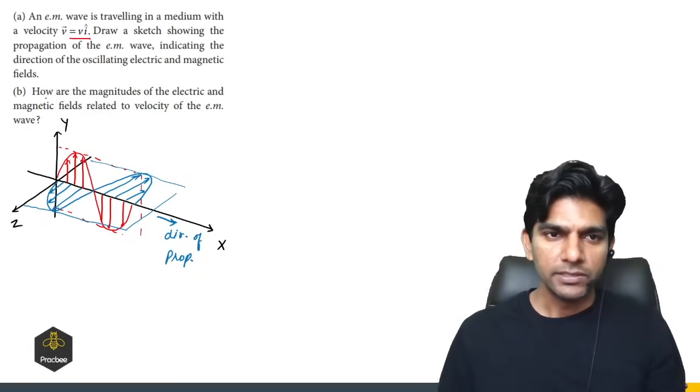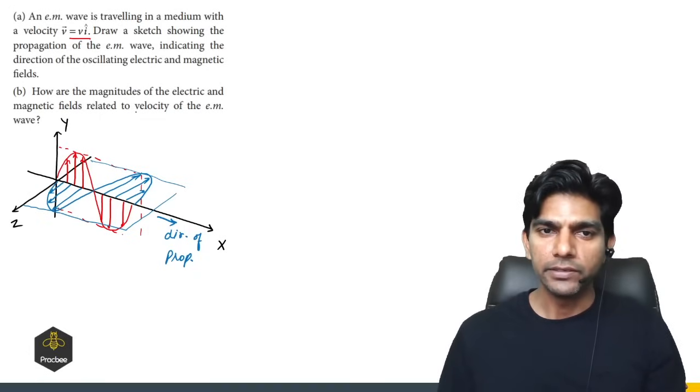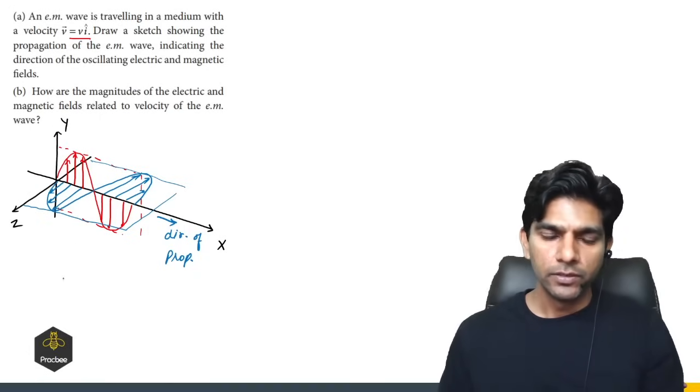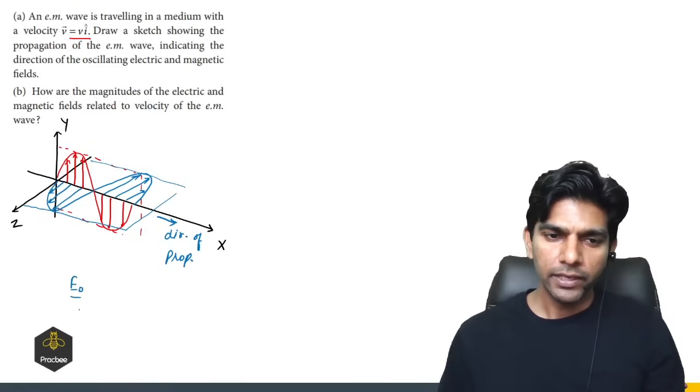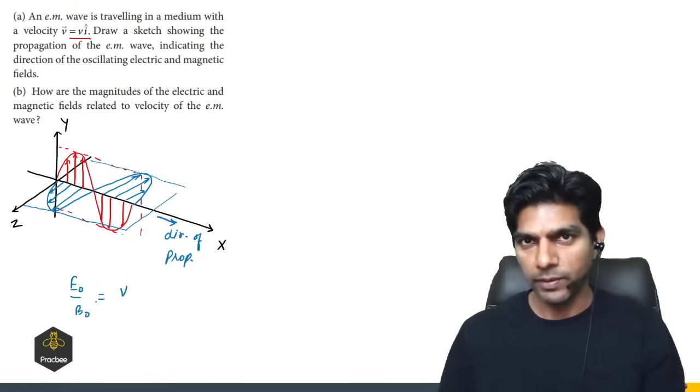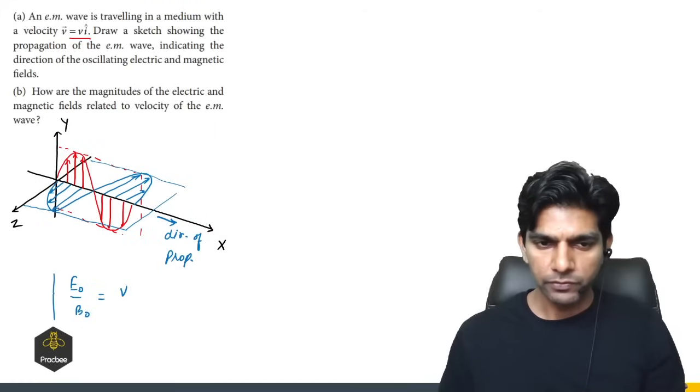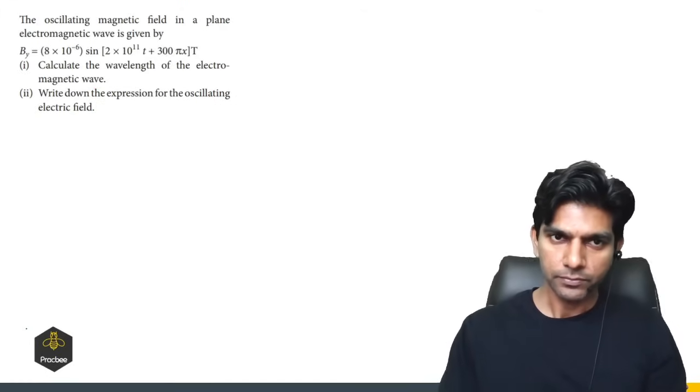Okay, now let us see the next part. How are the magnitudes of electric field and magnetic field related to the velocity of the EM wave? So E0 by B0 is the speed of the electromagnetic wave. So do remember this formula as well.